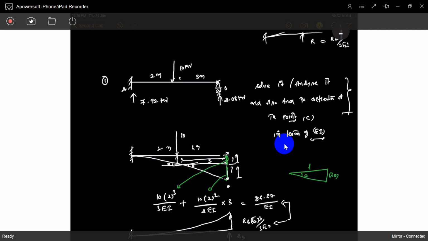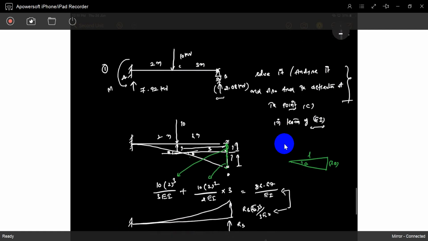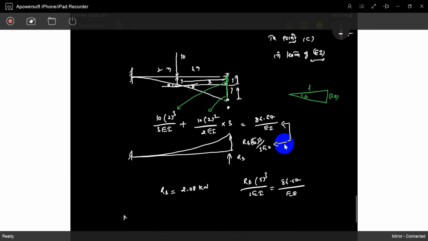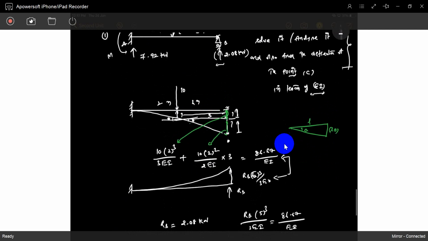7.92. So once you get one extra equation for the redundant, the remaining ones are easily found. This is 7.92. What is the value of this moment? Just write the moment. I will take moments at A, not a bending moment. Moment at A equals 0.